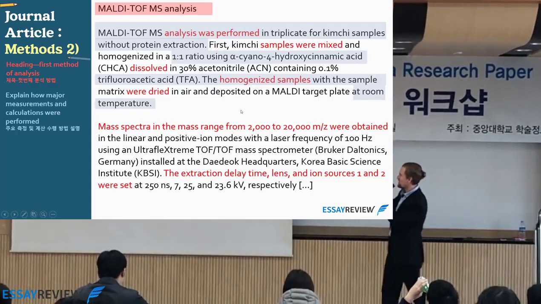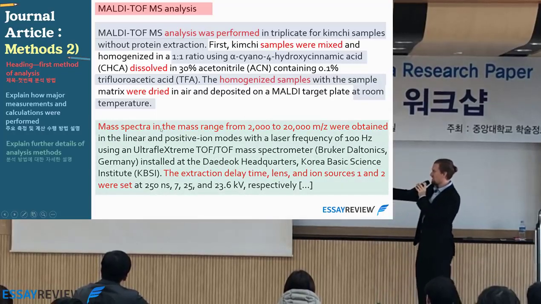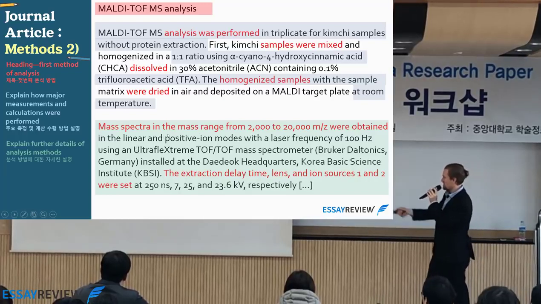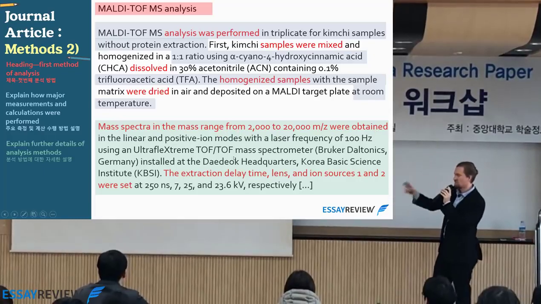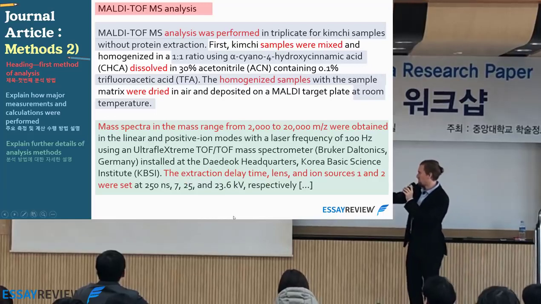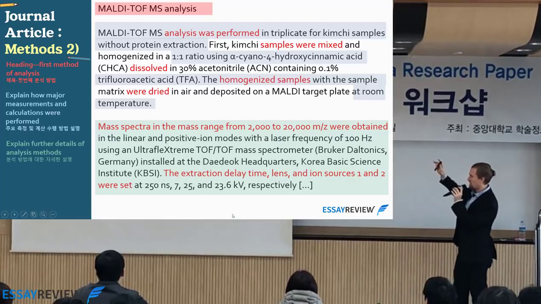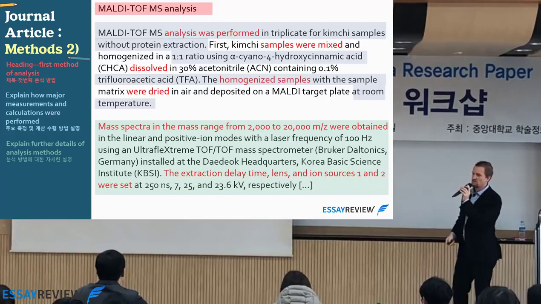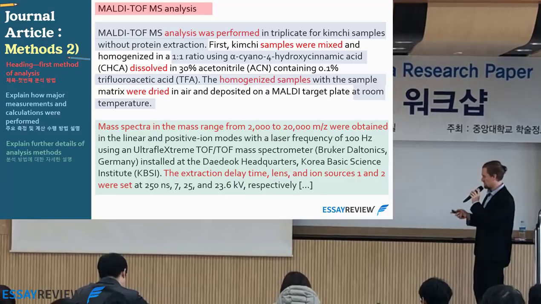And then later on, you have further details about the analysis methods. So it explains the range of mass spectra and the extraction times, etc. So you have all these little quantitative details later. So don't put these first. Start with the method of analysis first. How did you do it? And then later you can discuss further details about how you analyzed your data.